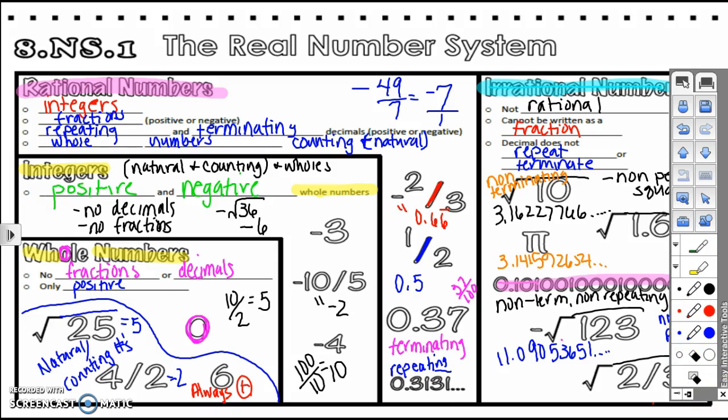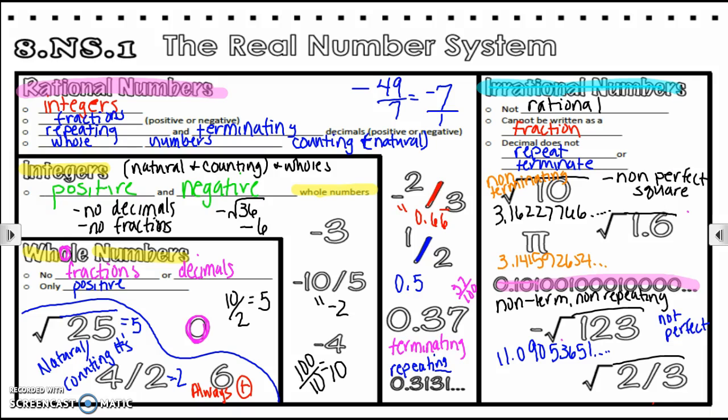Let's take a look at the square root of 2/3. Again, this is a non-perfect square, so any non-perfect square is going to be an irrational number. And this simplifies to be 0.816496581, and this too goes on and on forever. So, to sum up irrational numbers, any non-perfect square, any number that cannot be written as a fraction or a terminating or repeating decimal will be an irrational number.